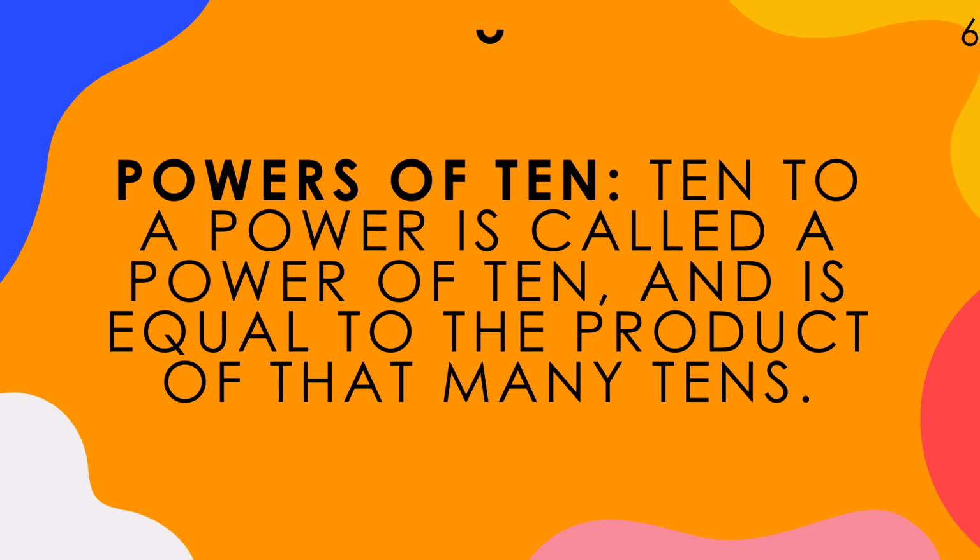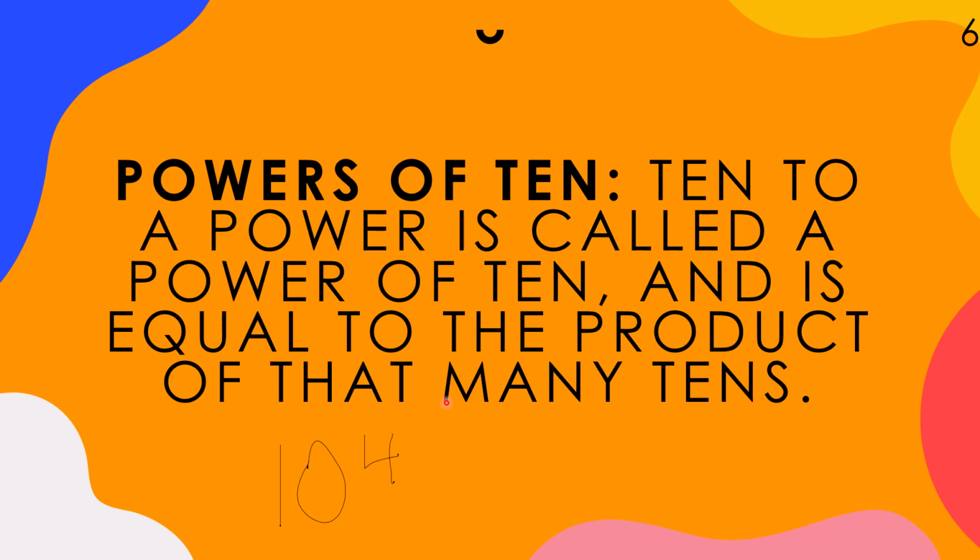All right, the next thing I want to talk about is powers of 10. 10 to a power is called a power of 10, and it's equal to the product. Product means multiply. Right, so it's equal to the product of that many tens. For example, if you had 10 to the 4th, that is a power of 10, and let me show you what I'm referencing here. That is equal to the product of that many tens.